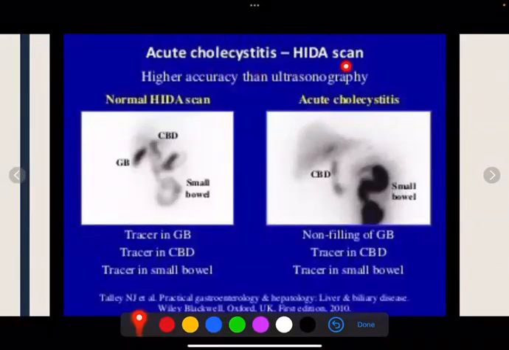Also, in acute cholecystitis it can be used. This is the normal HIDA scan. We can see the tracer in the common bile duct, the gallbladder, and the small bowel. While here in acute cholecystitis, there is no radiotracer seen in the gallbladder. It is seen in the CBD and in the small bowel.